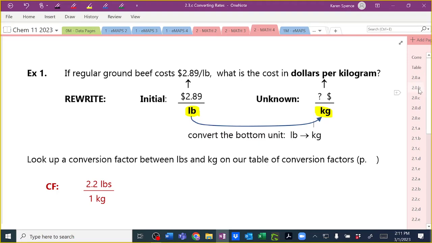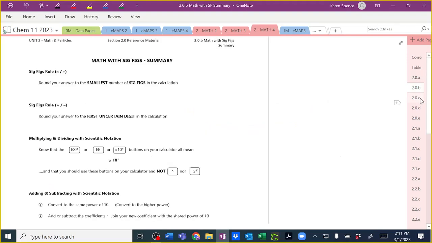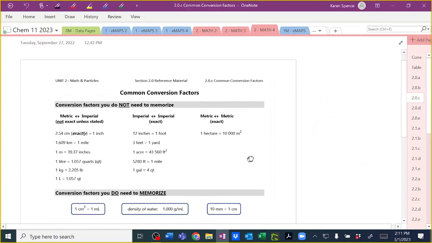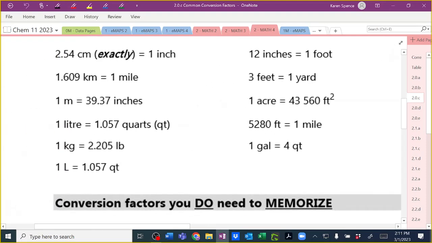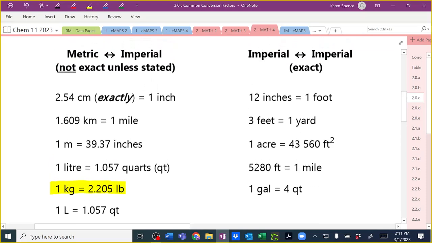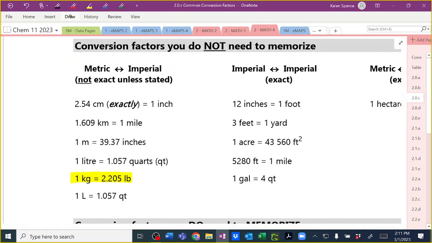Okay, and let's go here. Pounds and kilograms. 1 kilogram is equal to 2.205 pounds. And you'll notice that this is going back and forth between metric and imperial, two different units. So what that means is that the 1 kilogram is going to be exact and the 2.205 is going to be inexact and have 4 sig figs.